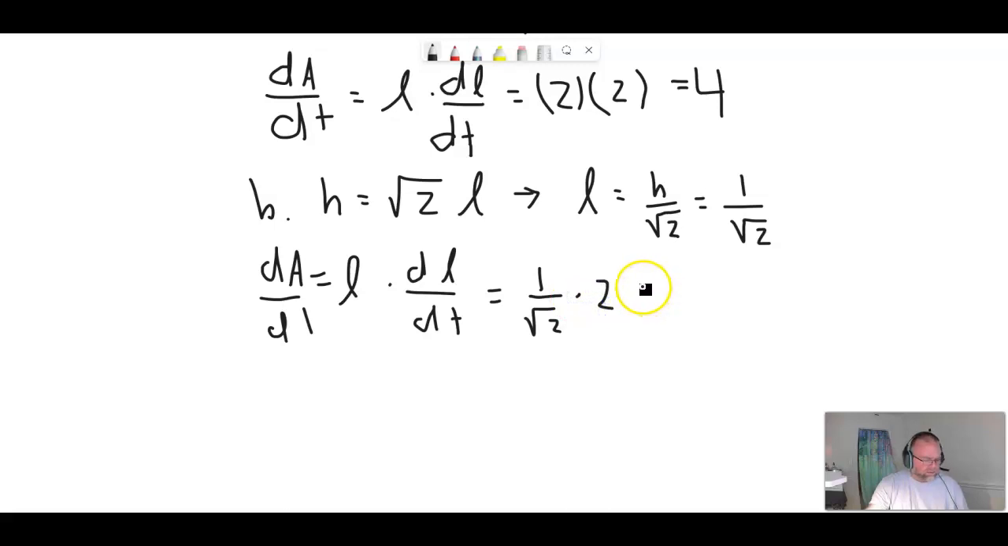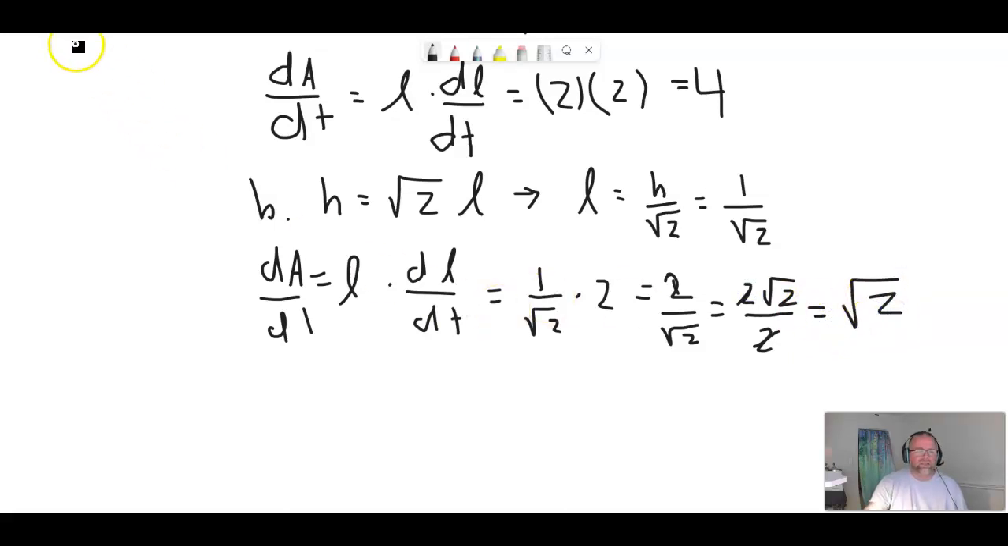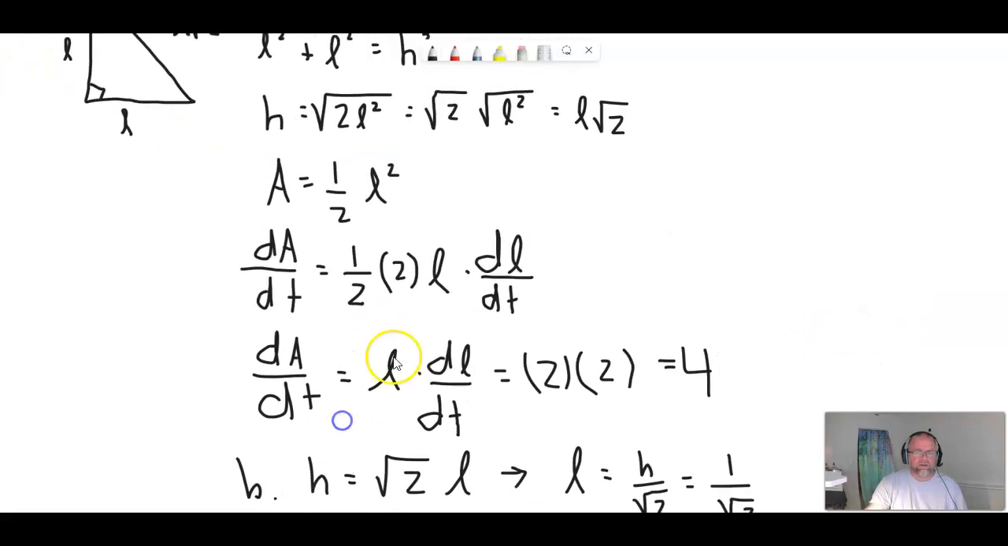So we get 2 over root 2, which if we multiply the top and the bottom by root 2, we're going to get 2 root 2 all over 2. Again, I just multiplied the top and the bottom by the square root of 2. Those cancel out, and finally I just get the square root of 2. Alright, so not too bad, and let's look at the last part of this.